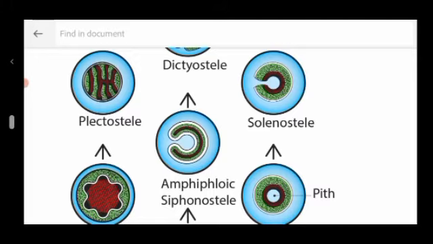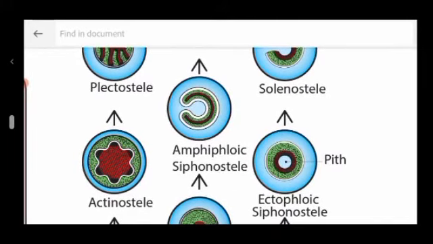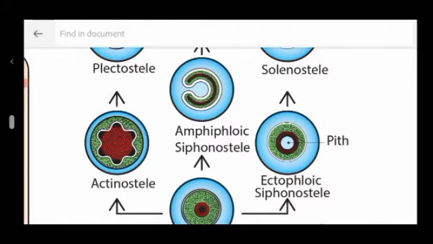In amphiphloic solenostele, the pith is at the center and the phloem surrounds both sides of the xylem. Example: Adiantum pedatum.